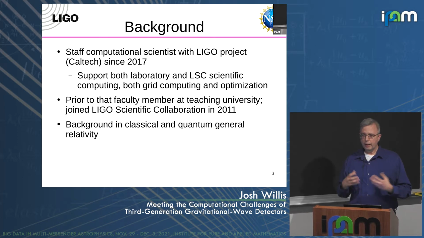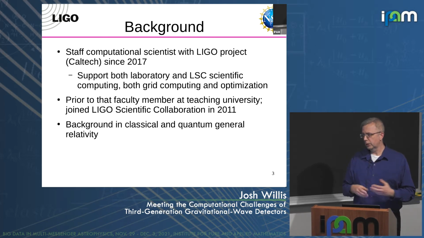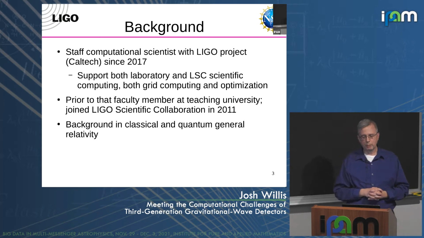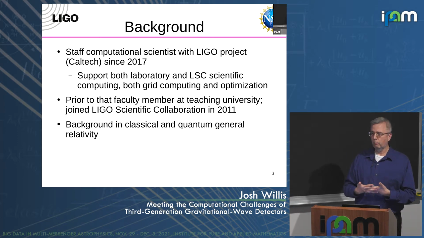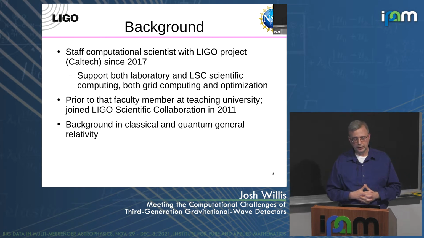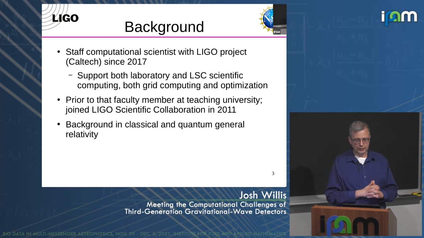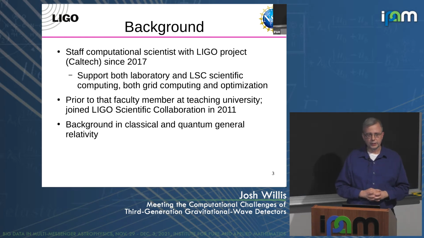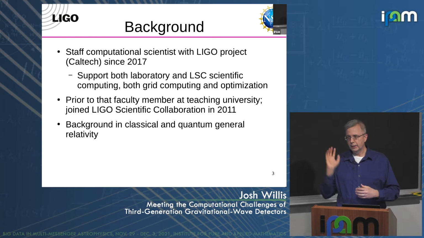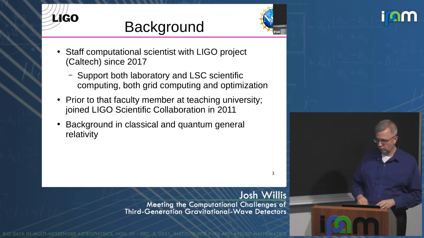So I have worked on both grid computing, so some of the pieces of the infrastructure that our analyses use in order to run, particularly so that you don't just run at one particular site, but at many sites throughout the world. I'll say a little bit about that. And I've also been heavily involved with optimization, so improving the performance of our analysis code so that the overall computing usage is less and hopefully things like time to solution are less. I may make some references to having taught a class once because I used to be a faculty member at a teaching university, and I joined LIGO in 2011, and I, in the distant past, have a background in classical and quantum general relativity.